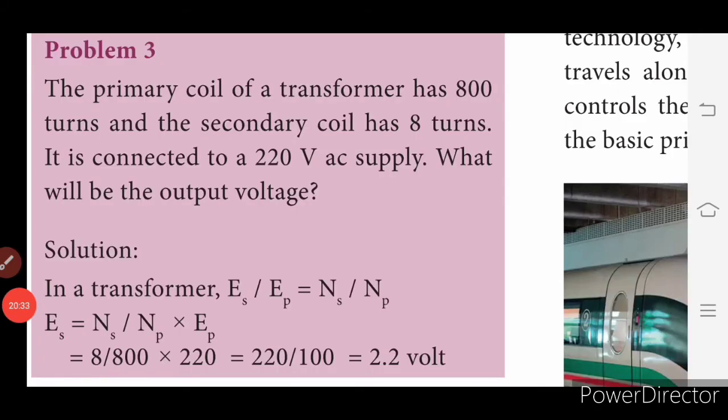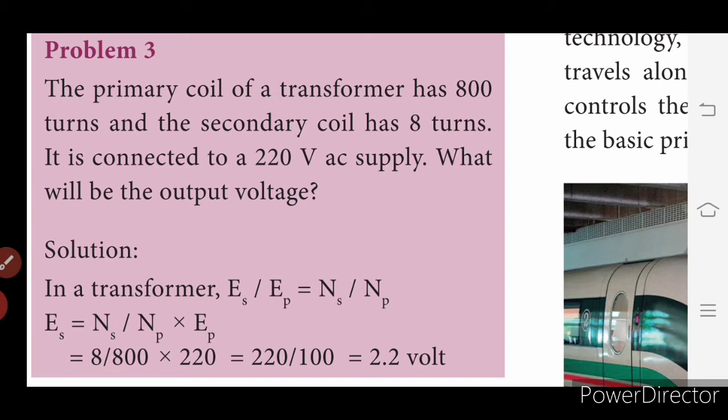Based on that, we will have a problem now. We will see the problem, discuss the problem. Problem 3. The primary coil of a transformer has 800 turns. Number of turns is 800. The secondary coil has 8 turns. The primary coil has 800 turns and the secondary coil has only 8 turns. It is connected to a 220 volt AC supply. What will be the output voltage? You are going to calculate the output voltage.